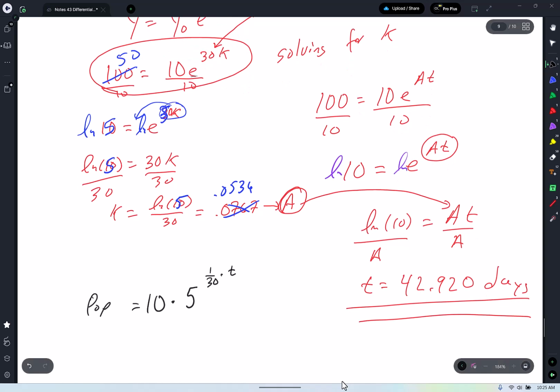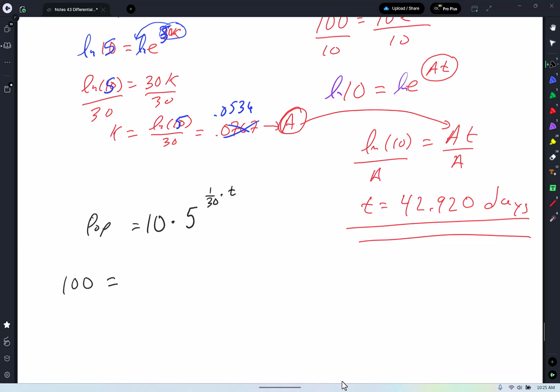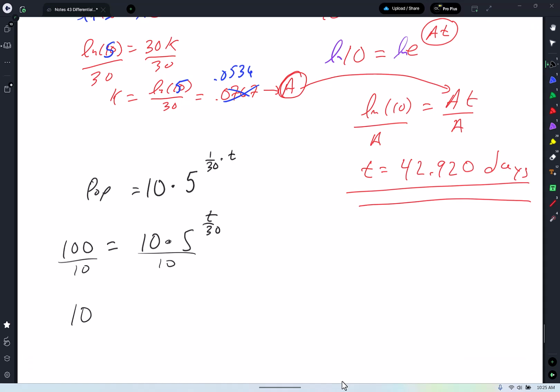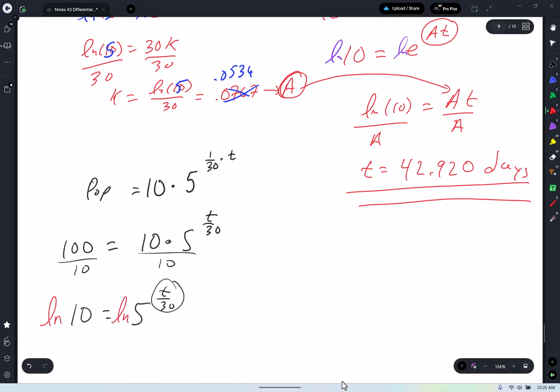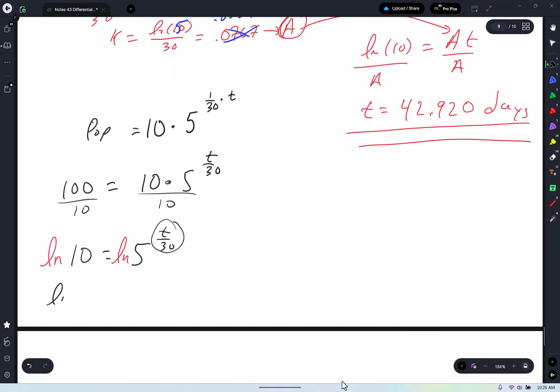So check it out, guys. I'm going to equal this to 100 equals 10 times 5 to the t over 30, and I'm just going to solve for t. So the first move, this is 10 times 5. I got to divide by 10. Divide by 10. So that's still the first move. 100 divided by 10 is 10 equals 5 to the t over 30. Next, I want to bring the t over 30 down. So what do I do to bring it down? ln, whatever you do to one side, you do to the other. So now look what I get. I get this. ln of 10 equals, and this time I'm going to leave the ln of 5 there. t over 30 ln of 5.